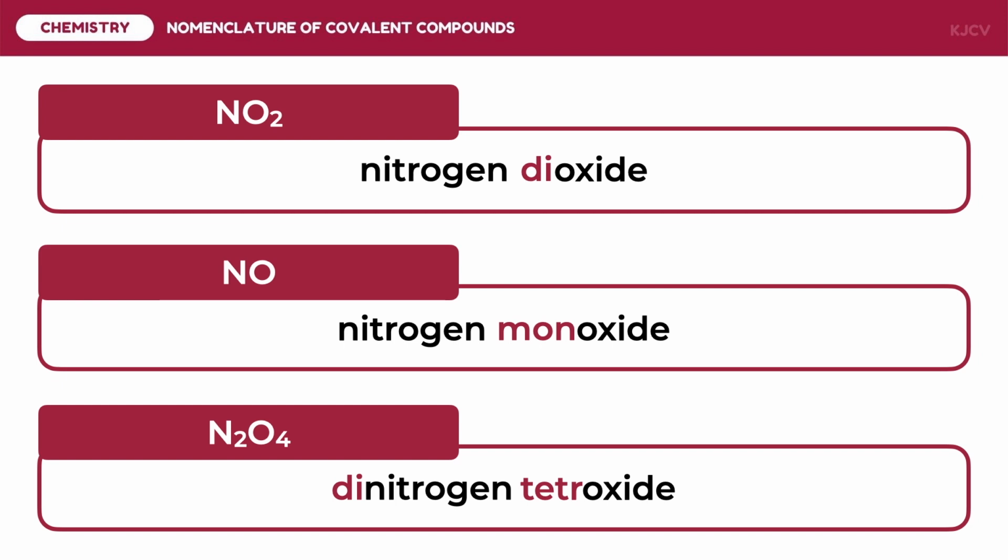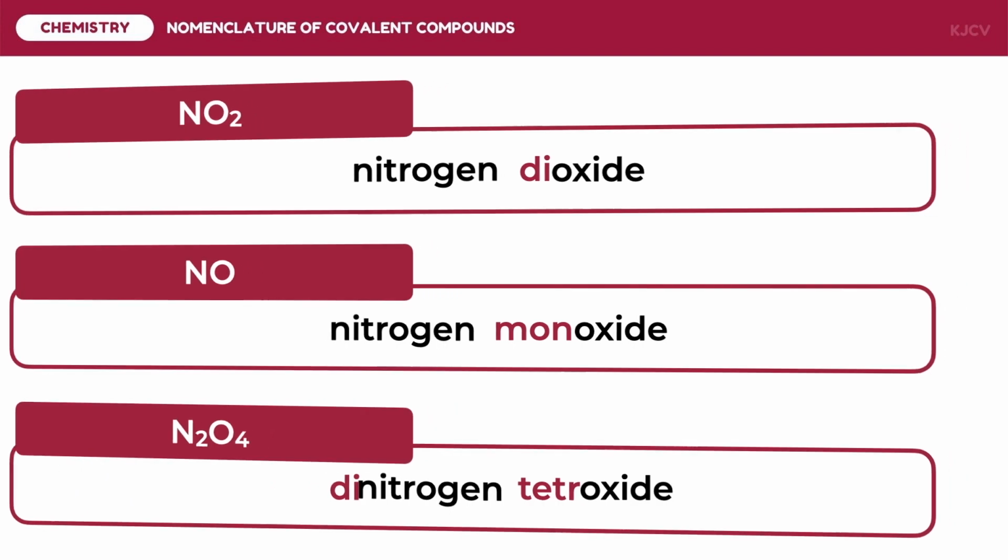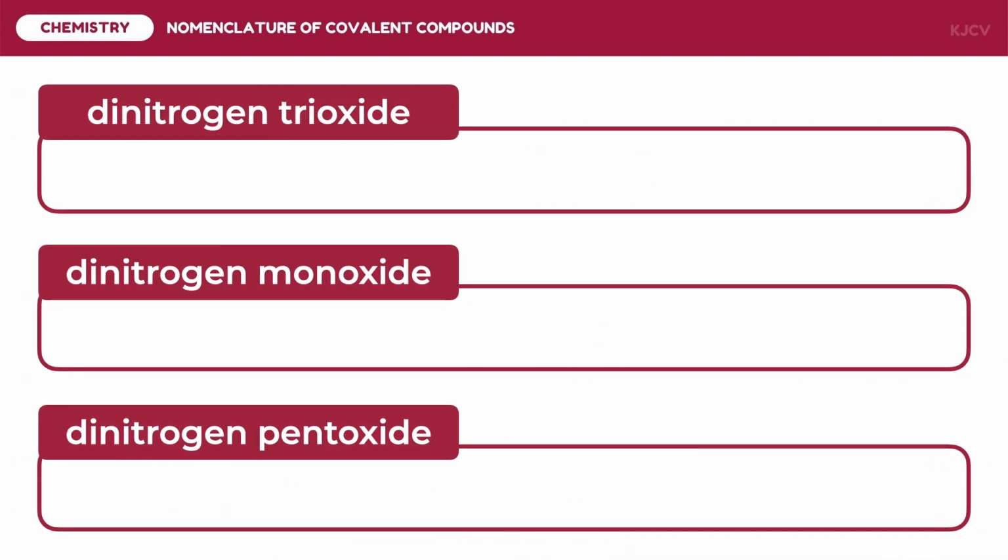Now, let's do the other way around. We're going to write the formulas given the name of the covalent compound. We're going to write the formulas for dinitrogen trioxide, dinitrogen monoxide, and dinitrogen pentoxide.